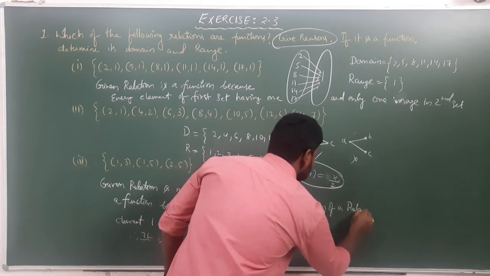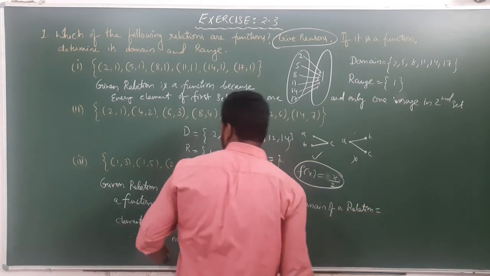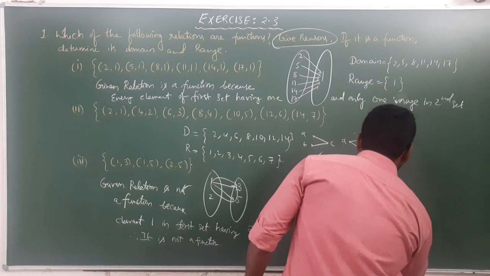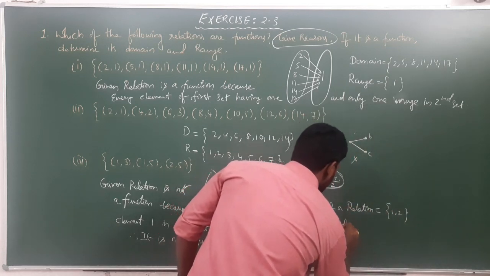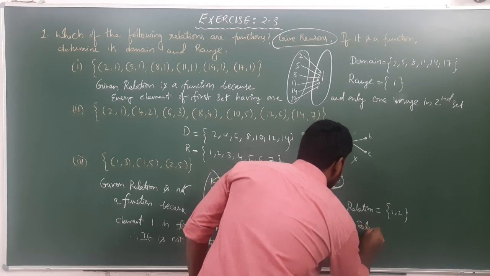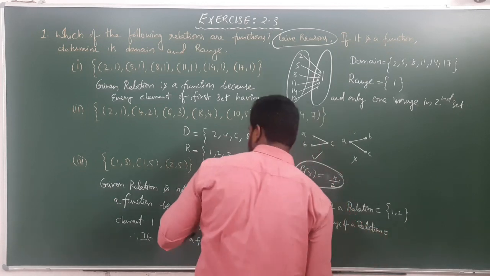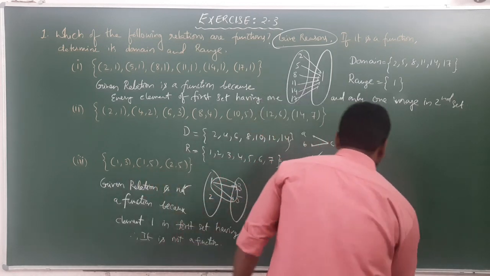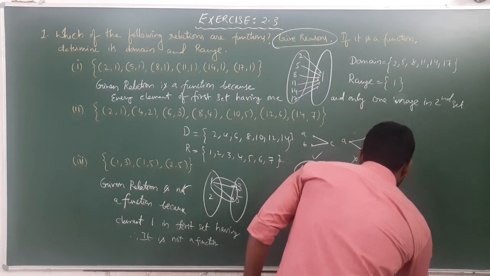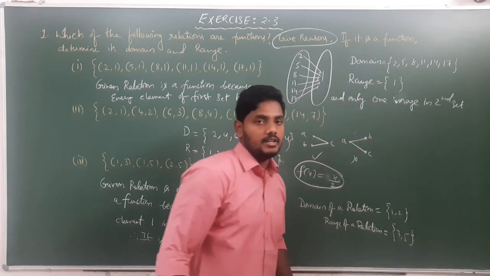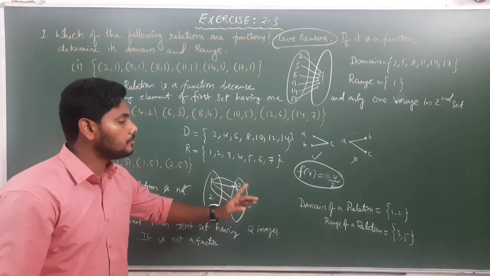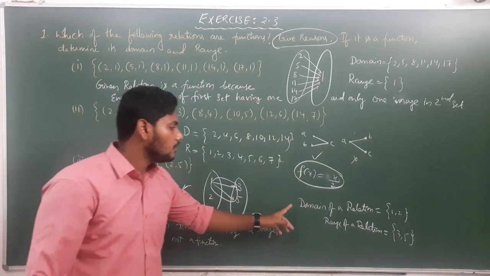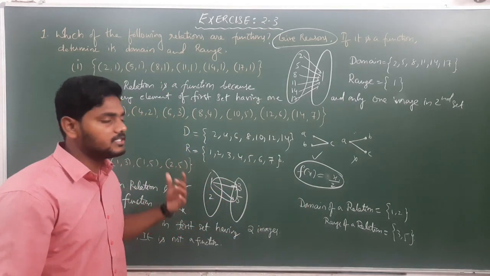Domain of a relation is equal to what? Domain of this relation is set 1 comma 2. Range of a relation. What is range of a relation? Second elements 3 comma 5. But listen carefully. This is not domain and range of a function. This is domain of this relation, range of this relation.